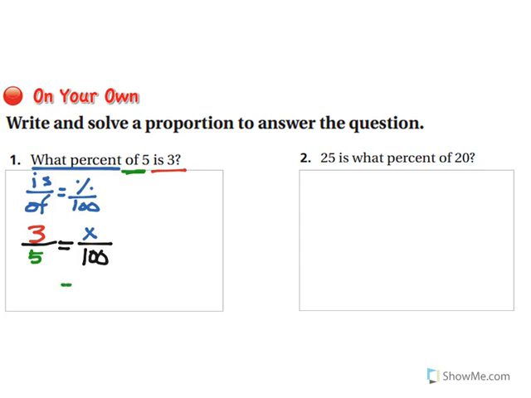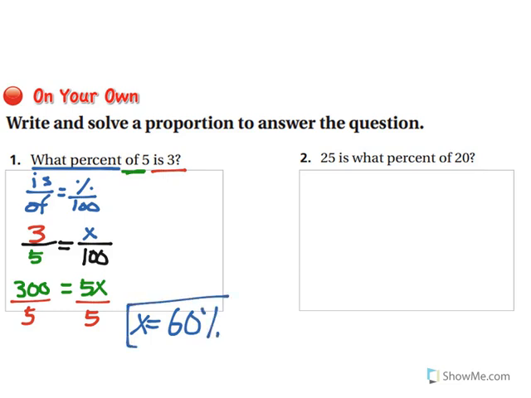Go ahead and cross multiply. I have 5 times x equals 5x. I have 100 times 3 is 300. Can divide them both by 5, and I get x equals 60. And it does say what percent, so it's 60%. That's all we do for number 1. Let's try number 2 now.